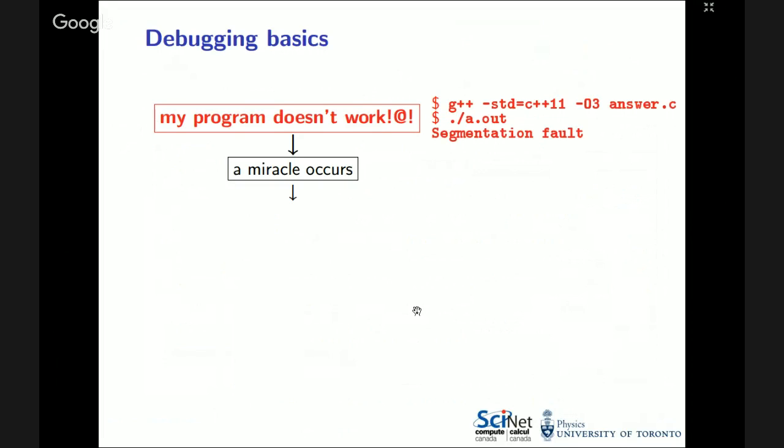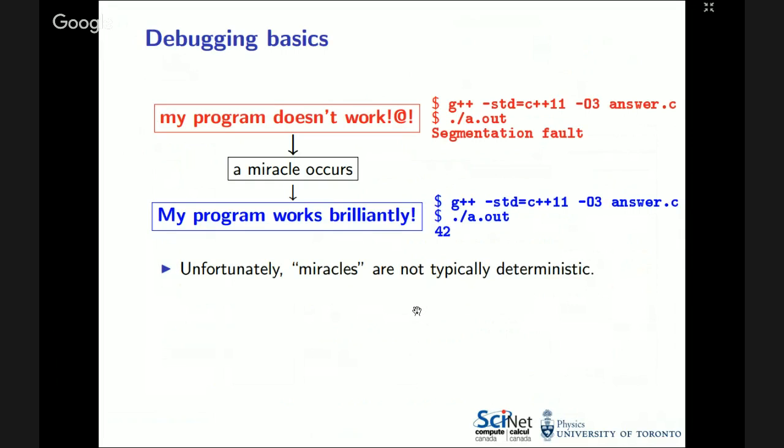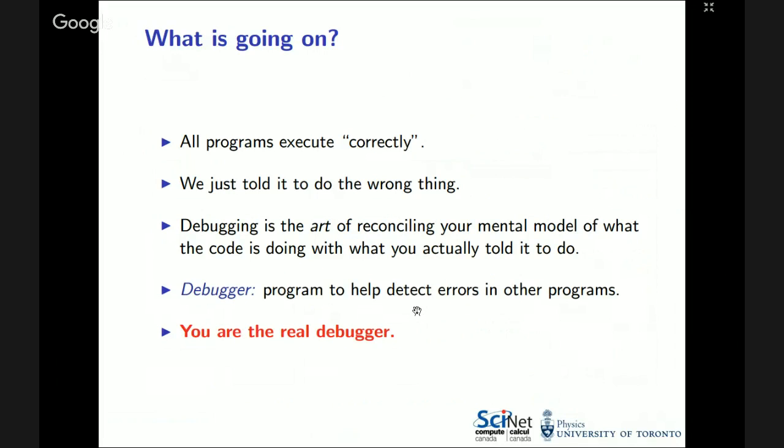What doesn't happen is miracles, especially in science, right? Without any intervention, that a program works again is very unlikely. And if that happens, you should be suspicious of what could be going on with the code. Debugging is a method of finding and fixing flaws in your software. One thing everyone should keep in mind is that programs usually execute correctly, in the sense that they do exactly what we ask them to do. So if something goes wrong, it's probably our fault. Debugging is not just a dry technique; it's an art of reconciling the mental model of what we have in mind that the code is doing with what the actual code is doing.